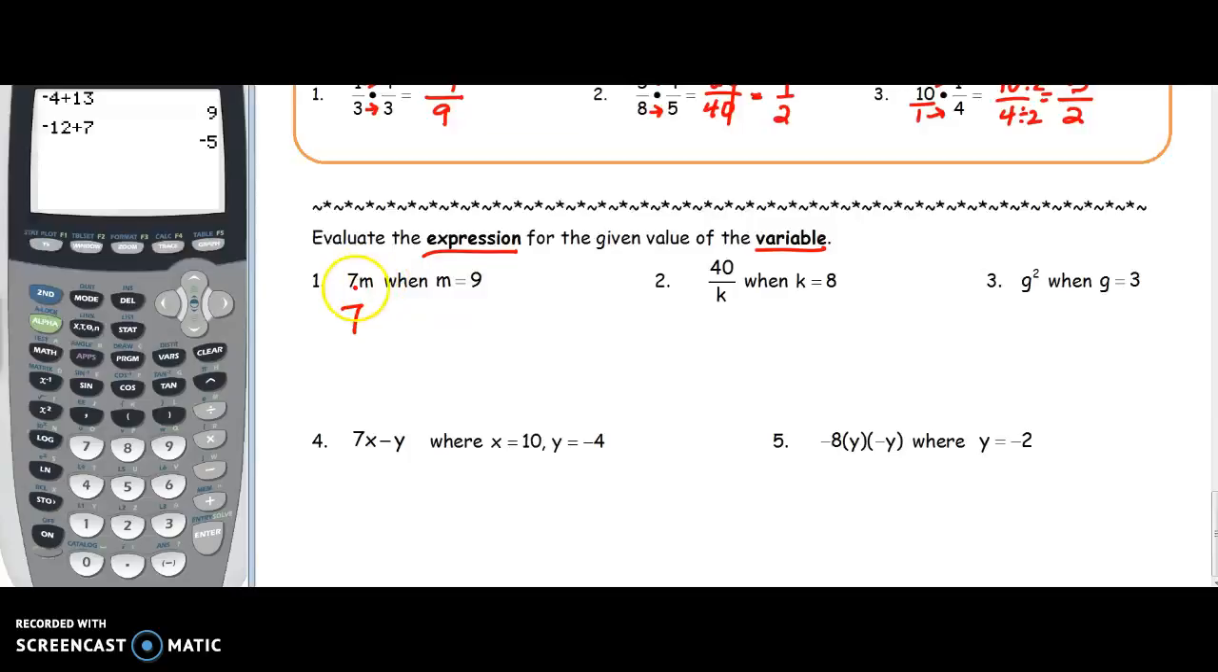It helps to go through our original expression, 7m, and put parentheses wherever that variable is. After that, you're going to substitute in that m is 9 into the parentheses. That's because that's what m equals. And then you're going to multiply. So 7 times 9 is 63. So again, wherever you see the variable, put parentheses, and that's where that number goes in. So k is 8 in this problem, so you're going to substitute the 8 into the parentheses.